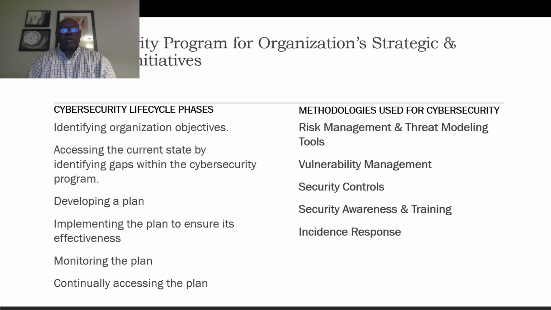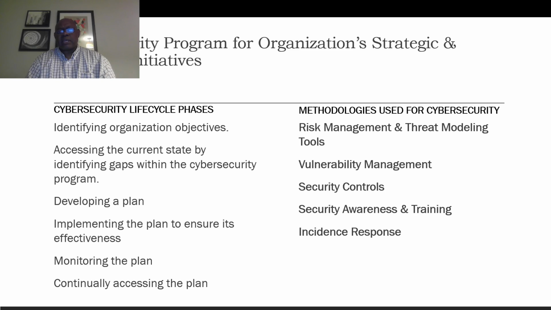So now we come to the point of trying to establish a cybersecurity program for an organization or enterprise that supports strategic and business initiatives. In order to do that, you go through the cybersecurity life cycle phases. Here you identify the organization's objectives, assess the current state by identifying gaps within the cybersecurity program, develop a plan, implement that plan, monitor the plan to ensure its effectiveness, and continually assess the plan.